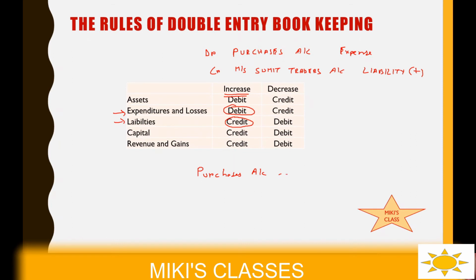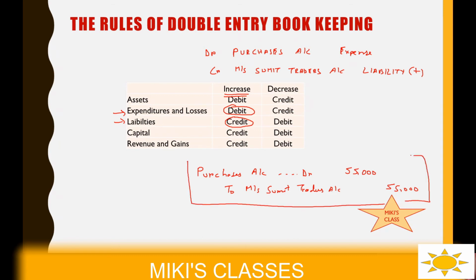Purchases account debit by 55,000 to Sumit Traders account. Fine. So this will be the journal entry which will be made. Okay with this example? Okay. Let's now go to the last example.